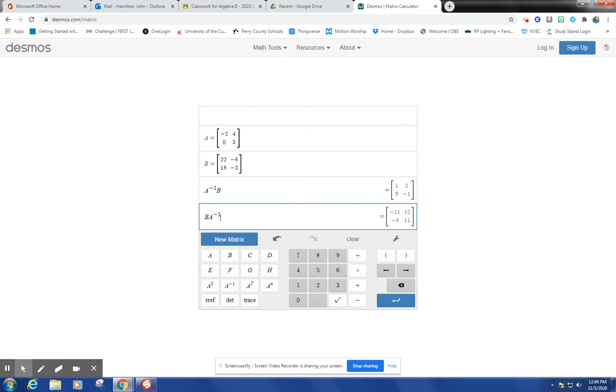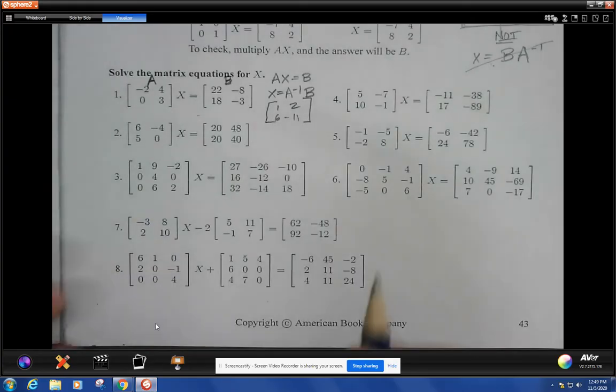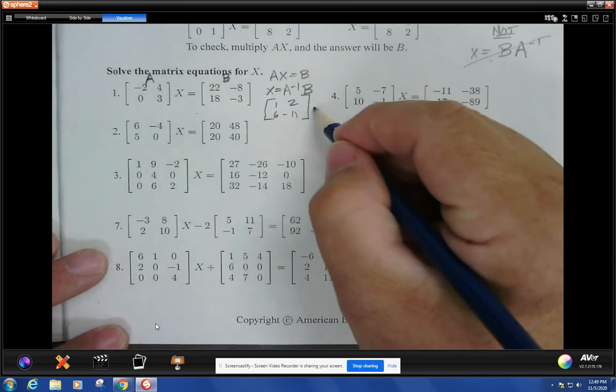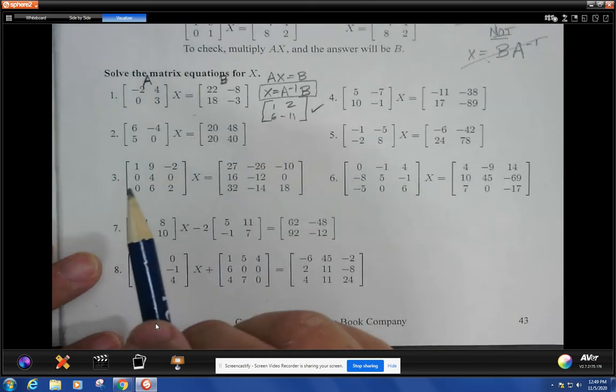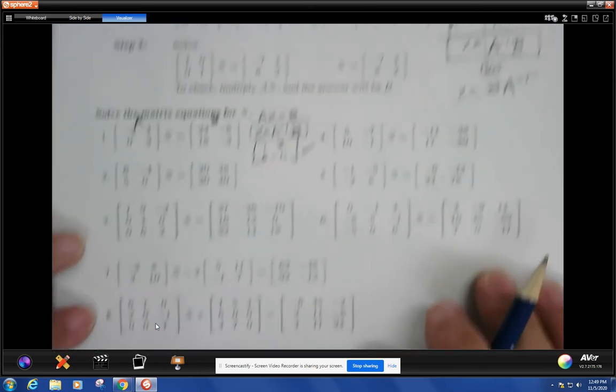So first row would be 1 and 2. Second row would be 6 and -11. So that would be our answer that we would have on our sheet right here. This would be the correct answer. Make sure that you put your equations in that way. I cannot stress that enough. I promise I'll show you on this note.